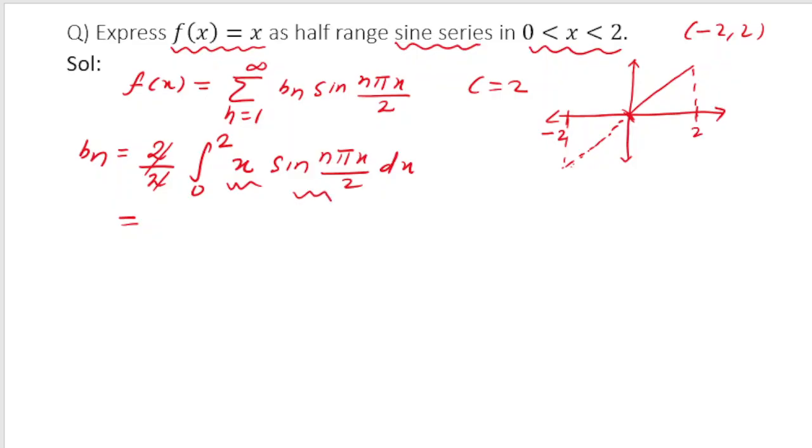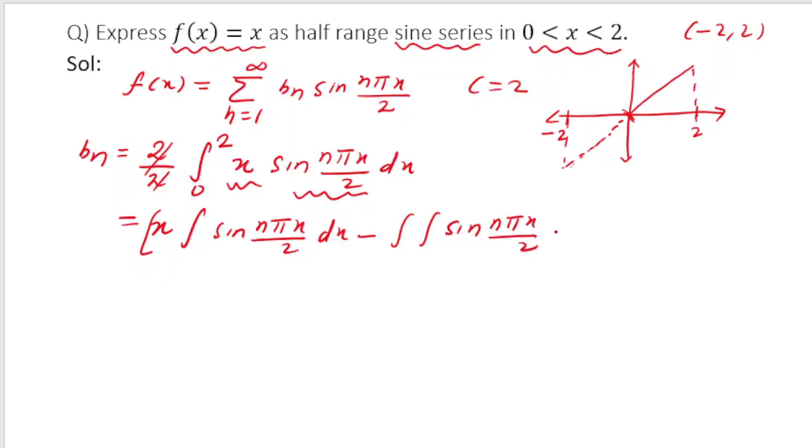Here we can apply integration by parts. So x being the first function, we will integrate sine n pi x by 2 dx, minus the integration of sine n pi x by 2 dx into the differentiation of x, and then we integrate the whole thing. The limit of integration is 0 to 2. Integration by parts is very important, so in most of the problems we are using this. I hope you will be able to write this step directly. This was not needed at this level, but for your understanding I have written it.